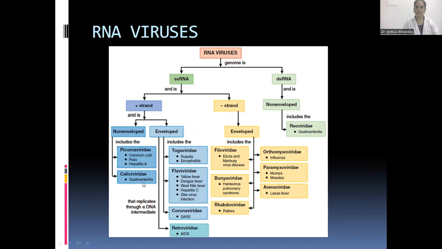Caliciviridae cause gastroenteritis. Then the togaviridae, flaviviridae, and coronaviridae are associated with encephalitis. The filoviridae, bunyaviridae, and rhabdoviridae are enveloped negative-strand single-stranded RNA viruses. Also included are the orthomyxoviridae, paramyxoviridae, and arenaviridae. The reoviridae family causes gastroenteritis. It is a non-enveloped double-stranded RNA virus.